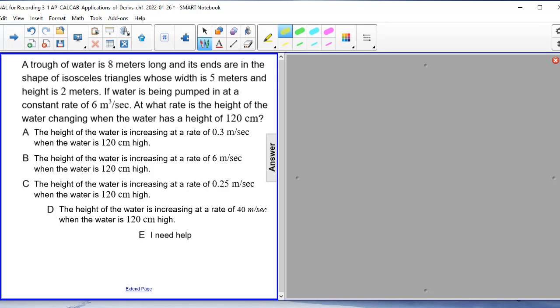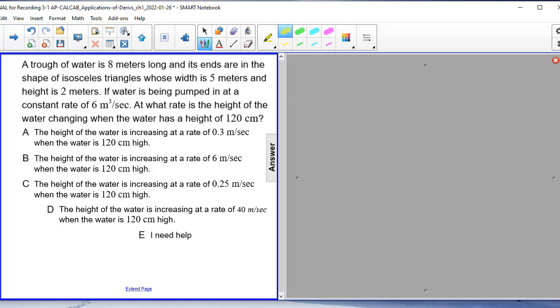A trough of water is 8 meters long, and its ends are in the shape of isosceles triangles whose width is 5 meters and height is 2 meters. If water is being pumped in at a constant rate of 6 cubic meters per second, at what rate is the height of the water changing when the water has a height of 120 centimeters?